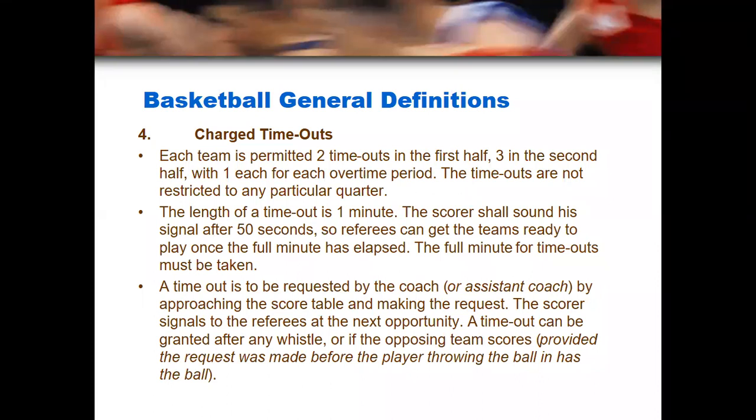Okay, and then charged timeouts. Each team is permitted 2 timeouts in the first half, and then 3 in the second half, with 1 each for each overtime period. The timeouts are not restricted to any particular quarter. The length of a timeout is usually 1 minute, and then the scorer shall sound his signal after 50 seconds so referees can get the teams ready to play once the full minute has elapsed. The full minute for timeouts must be taken.